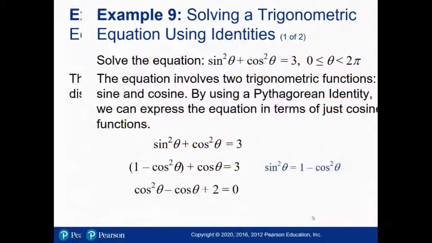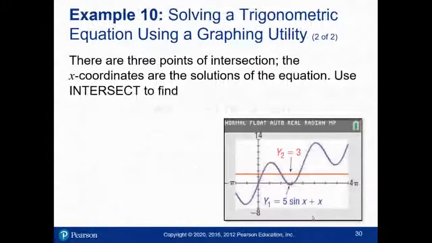Okay, so that's the end of, let me skip forward. We did this, this was the graphing one. That's the end of section 7.3. Okay, we're getting comfortable with trigonometric functions and solving equations using them.